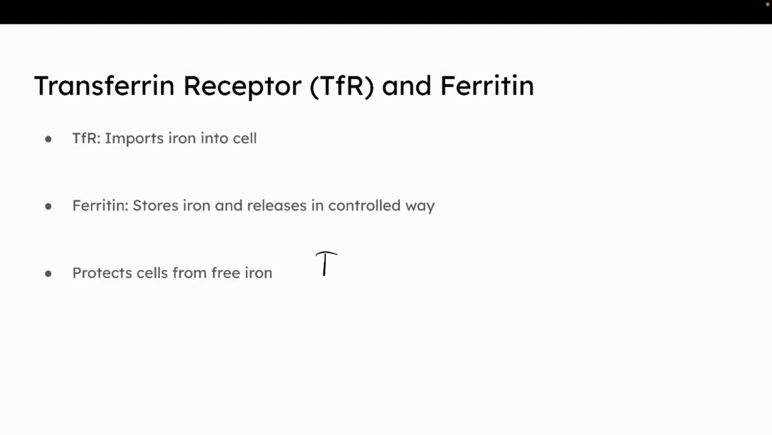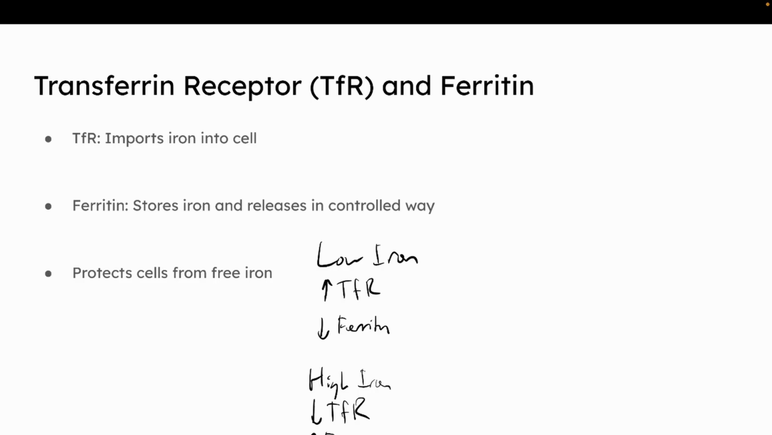So low iron, we want more TFR and less ferritin. Whereas in high iron, we want lower TFR, because we don't want more free iron, and we want higher ferritin. So this is sort of like reverse regulation, and we'll actually see how these things are regulated. They're actually opposites, but they both concern mRNA stability.